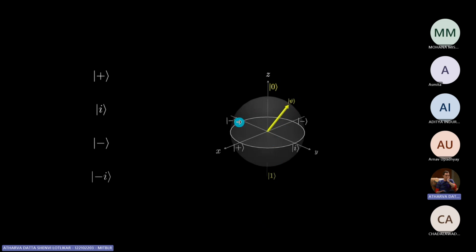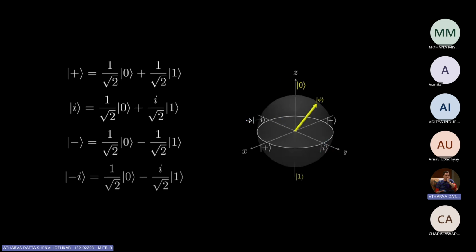The other two axes: one of them has the negative one and the positive one, and another is the complex one, where you have positive i and negative i. These axes can be written in this format. If you consider the positive x one, it can be written as 1 over root 2 times the ket vector 0, because it's equally aligned to it. So there's equal probability.